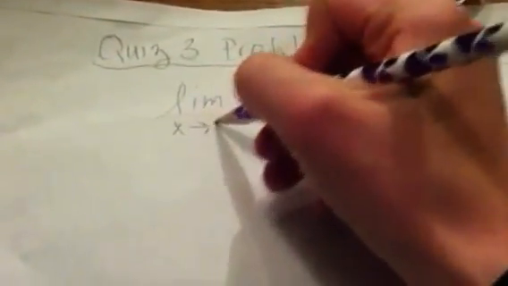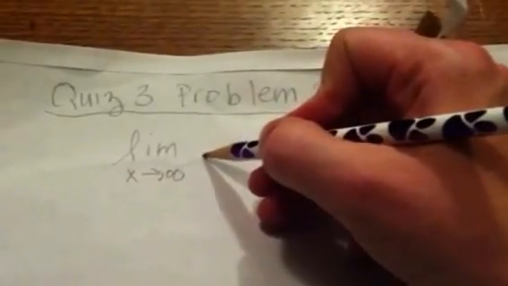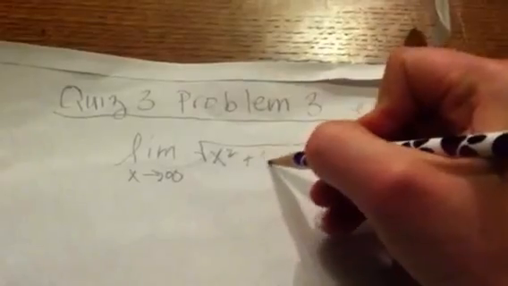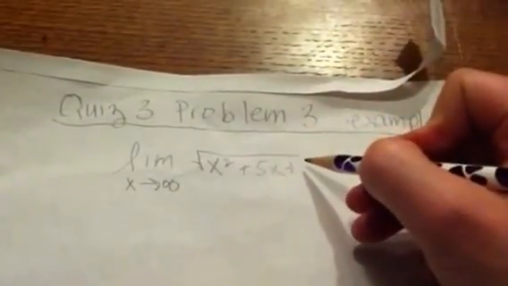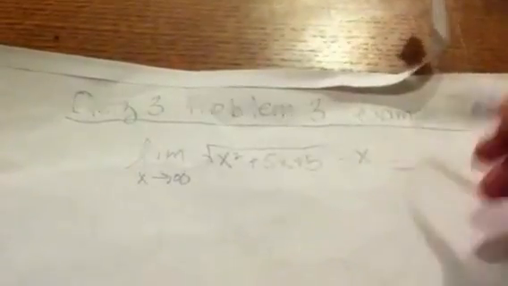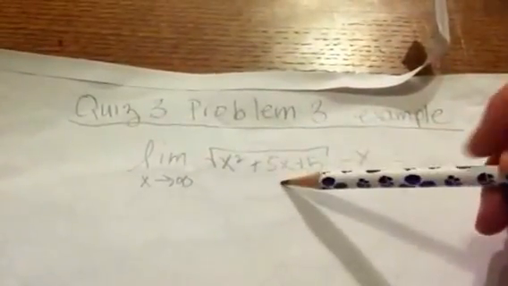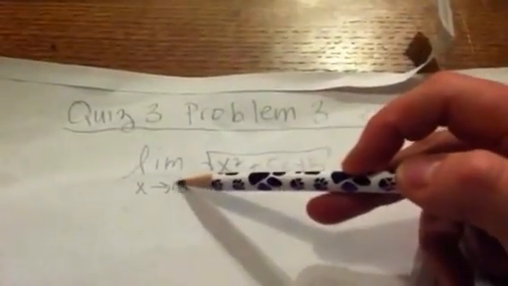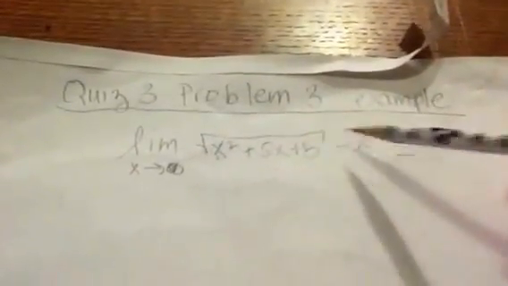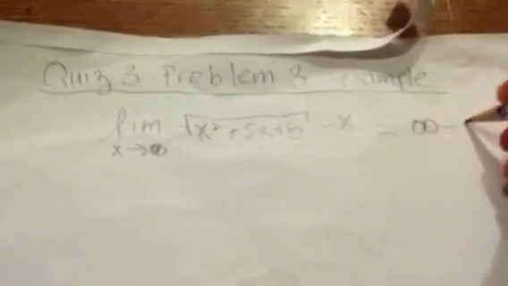We're going to take the limit as x approaches infinity of the function square root of x squared plus 5x plus 5 minus x. Now, since this is a continuous function and x is a continuous function, you can use the substitution method to put infinity in. And what we get is infinity minus infinity. This is an indeterminate form.